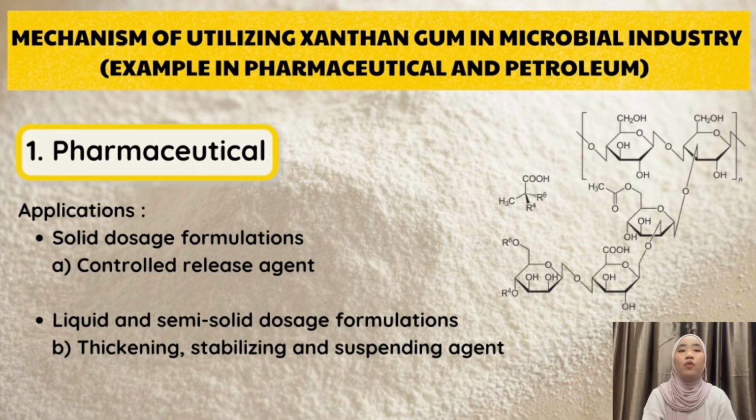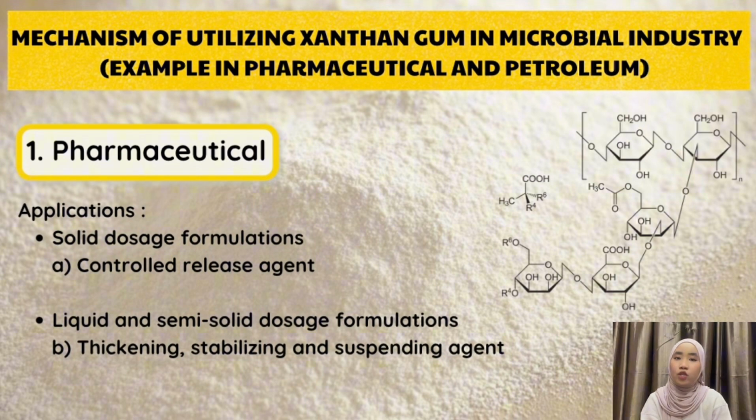Alright, next, we are going through the mechanism of utilizing xanthan gum. I will give two examples, which are pharmaceutical and petroleum. For pharmaceutical, there are two applications, which are solid dosage formulation and semi-solid dosage formulation. Xanthan gum acts as an acknowledged excipient for controlled and sustained release formulation. Combining xanthan gum with other polysaccharides improves and achieves controlled release of the drug.